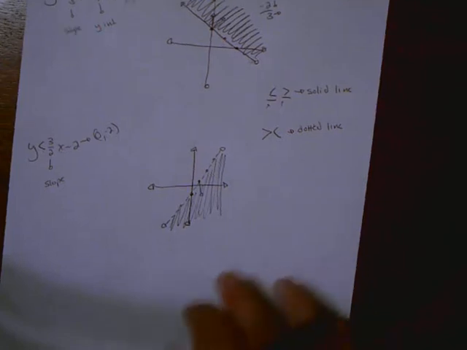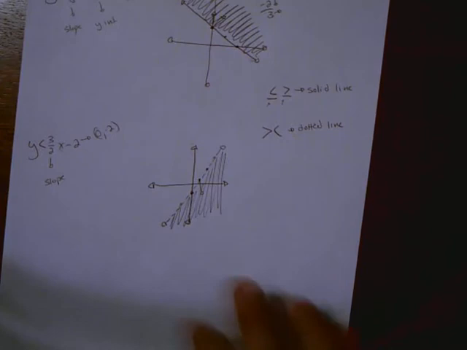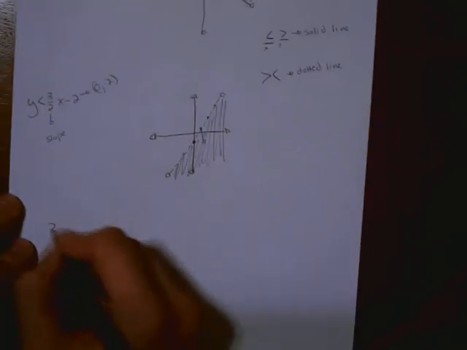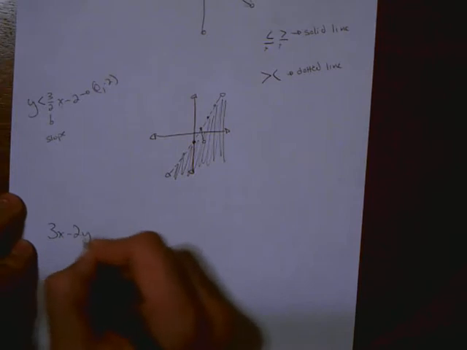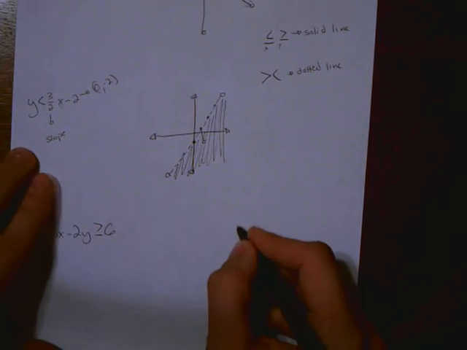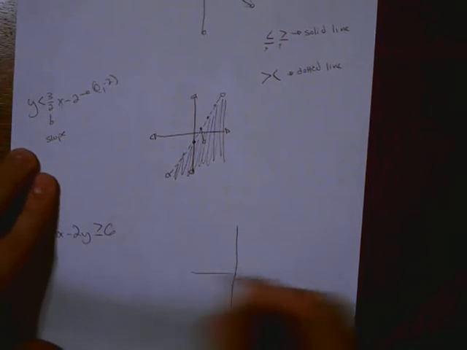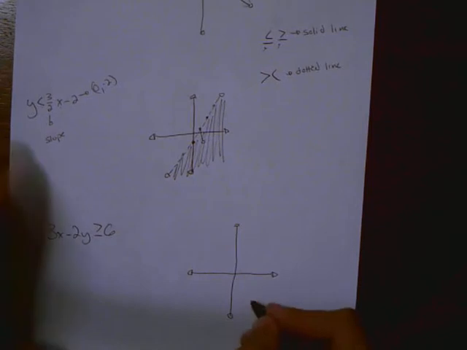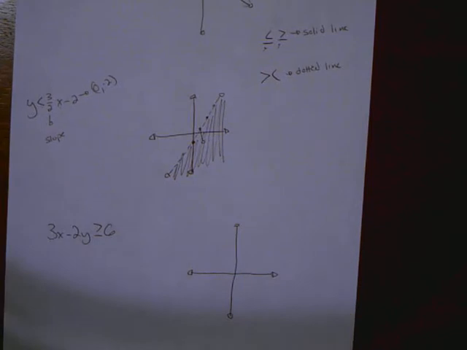Let's do one where we have to move some things around, because with inequalities there are some very specific things that you have to watch out for. So I'm going to take 3x minus 2y is greater than or equal to 6. Here's my little graph. Going to get it ready to go. So just like any other line, I want to solve for y, get it in y equals mx plus b form so I can get the information I require to graph it.